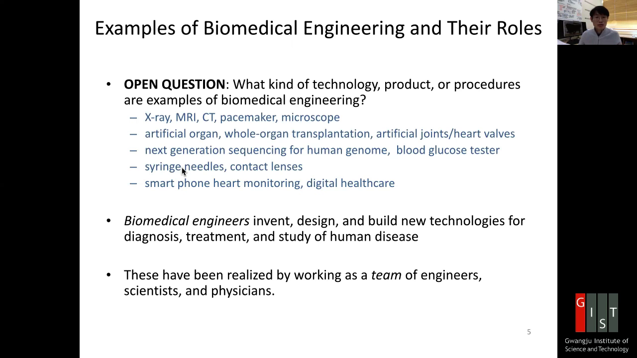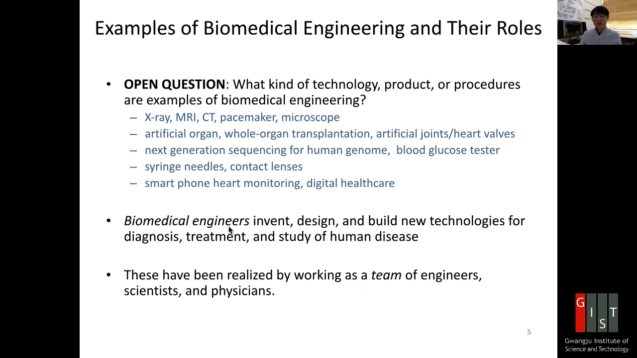And those who do not have good vision may have contact lenses, which have a very high price per mass. Or even these days, many people have smartphones or smartwatches, which can have a heart monitoring system. And these data sets can be useful for digital healthcare.